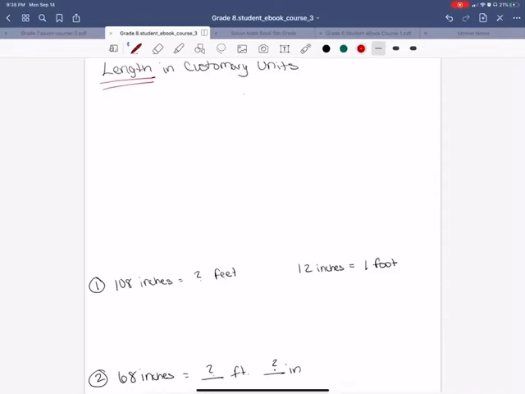So what I wanted to do is go over a few of the questions, one, two, three, and four. I'll show you how I came up with the answers so that you can check yourself. And then after that, I'll show the remaining questions on length and customary units. I will show you the answers for those so that you can check your answers.